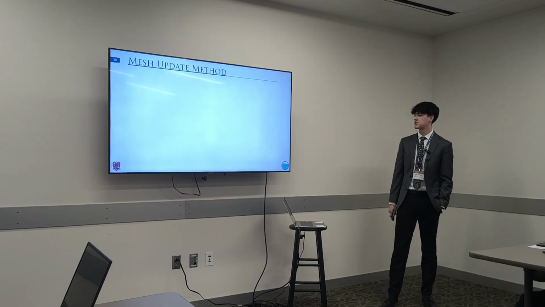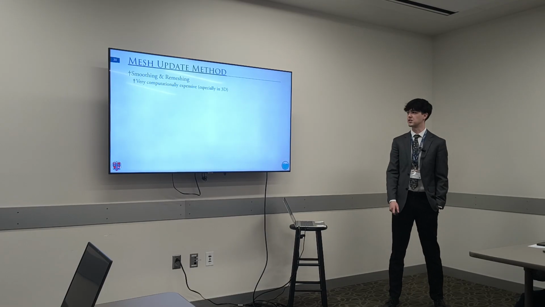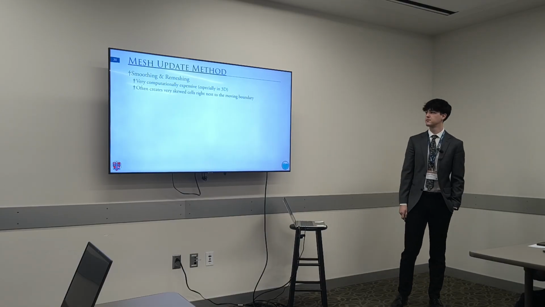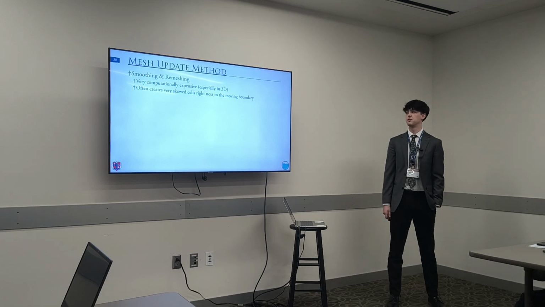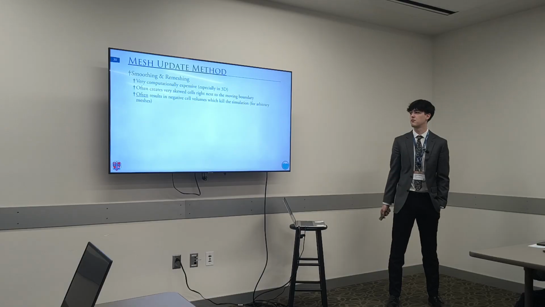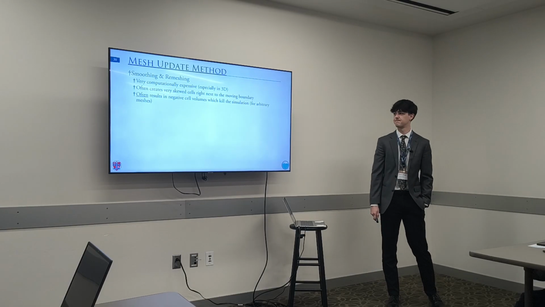So in summary, the meshing update methods we've considered are: first, the coupling of smoothing and remeshing. This is very computationally expensive, especially in 3D. And it often creates very skewed cells right next to that moving boundary, as well as very often results in negative cell volumes, which kill the simulation for our arbitrary meshes.